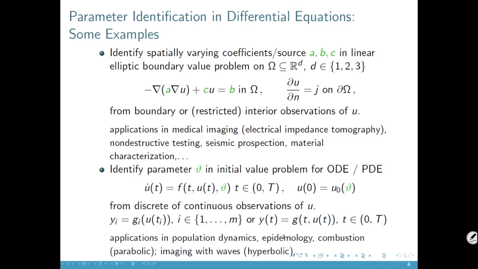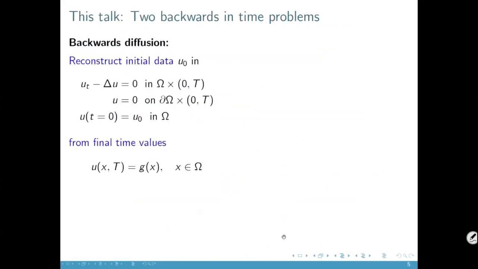And this has applications clearly in population dynamics, epidemiology, so biological applications. Also combustion is something which we looked at in such a context. So that's typically the parabolic version. But of course, this system can also model waves. If you write it as a first order reformulation of a second order wave equation, or first order conservation laws. And then it's about imaging with waves, which is also something which is quite important in applications.